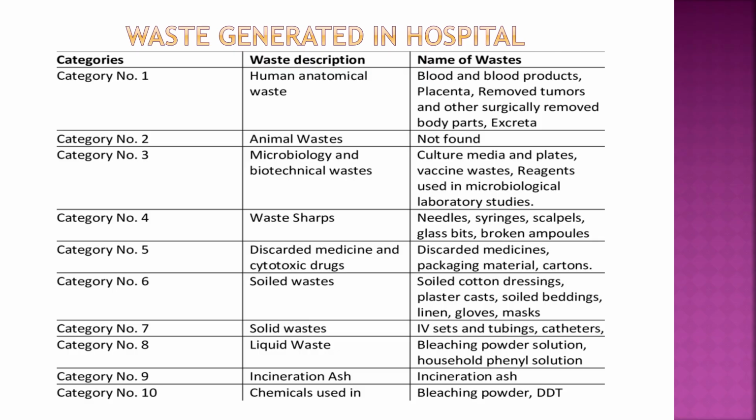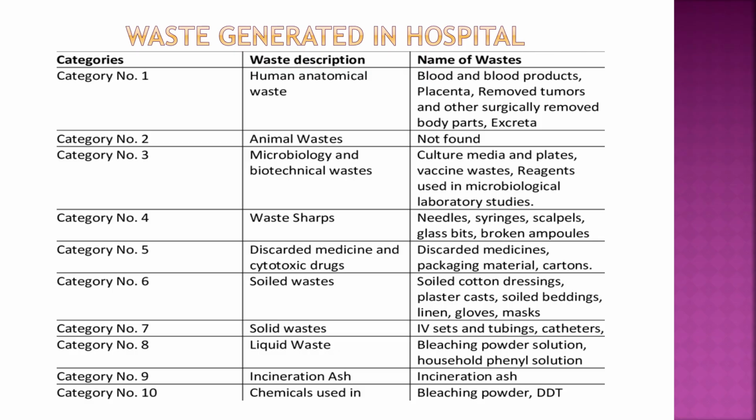Then category 2, it is animal waste. Category 3, microbiology and biotechnical waste like culture media and plates, vaccine waste, reagents used in microbiological laboratory studies. Then category 4, sharp waste, that is needles, syringes, scalpels, glass beads, broken ampules. Then category 5 is discarded medicine and cytotoxic drugs. Then category 6, soiled waste like cotton dressings, plaster cast, soiled beddings, linen, clothes, mask.